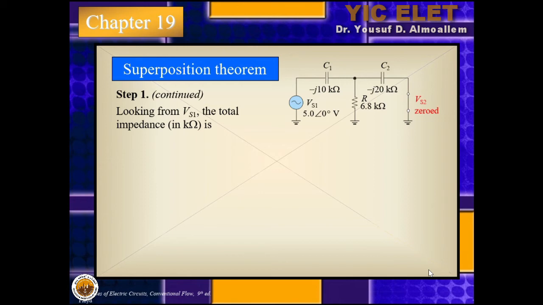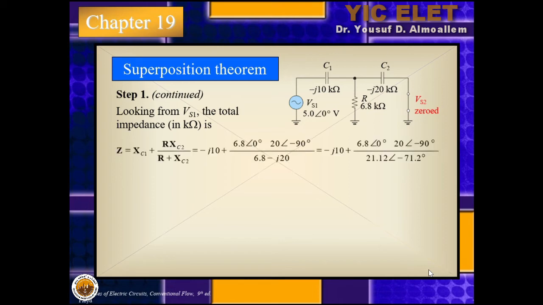Then, using this circuit, I have to analyze the circuit to find out what is the total impedance. If I want to find the total impedance, it will be very clear that C2 is in parallel with R, and this total will be in series with C1. If I plug these numbers inside here, R with C2 in parallel plus C1, I put in all the complex numbers, and all these operations have to be done.